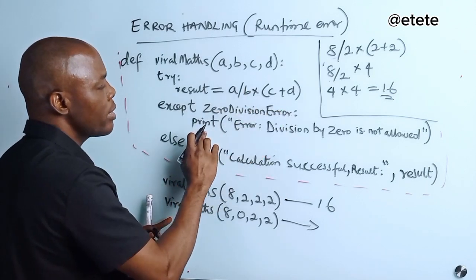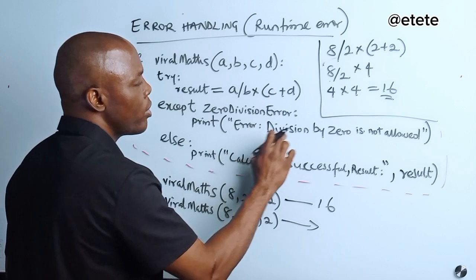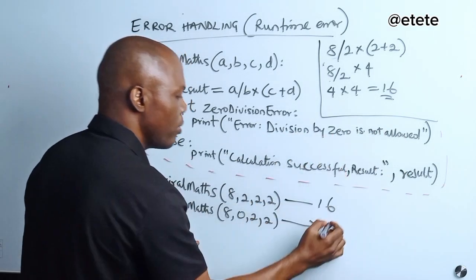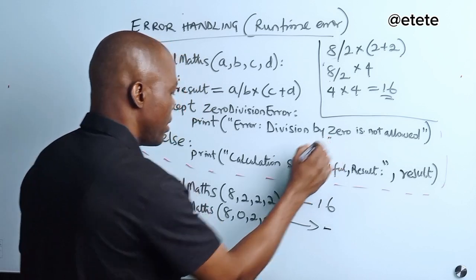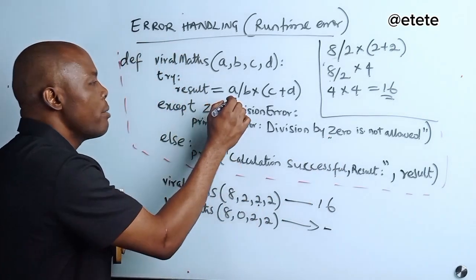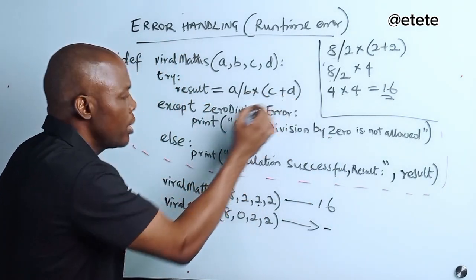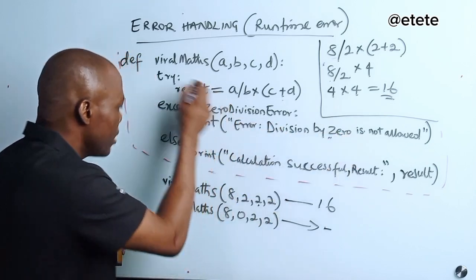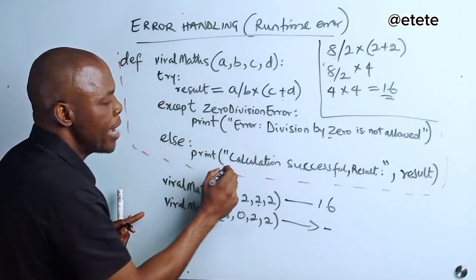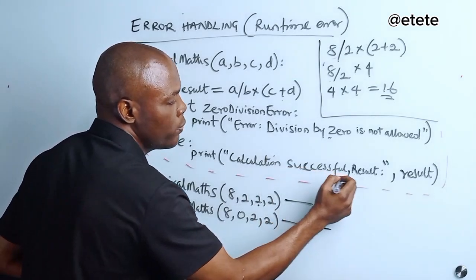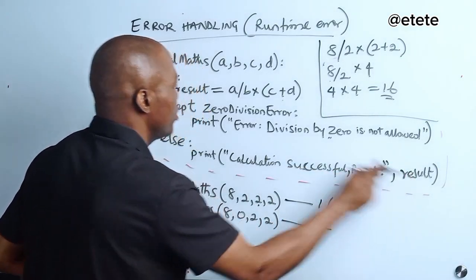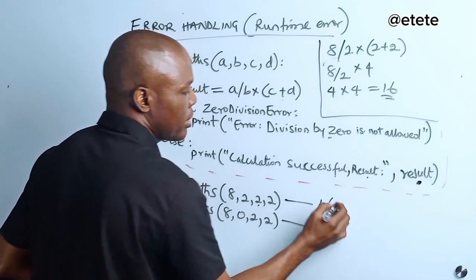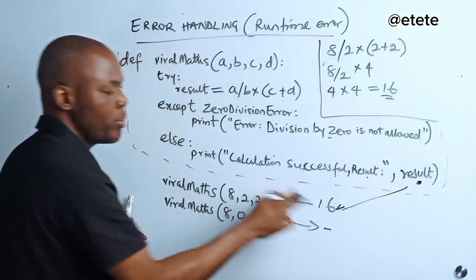Then it will print the error: division by 0 is not allowed. So this one will give you this printout, right? Why this one? Because the calculation is done, it's not going to enter this except block to print this out. It will come to the else block and print out calculation successful, result. Then it will access this result and print out 16, right? For this one, it will print out 16.